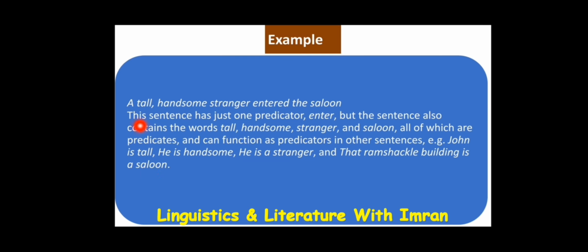So in this sentence, a tall, handsome stranger are predicates, but they are not predicators. The role here is played by the word enter. That is the predicator, because it tells us a process, the most important word. So we can say that in a simple sentence we will always have one predicator, and it will give us one sense also.